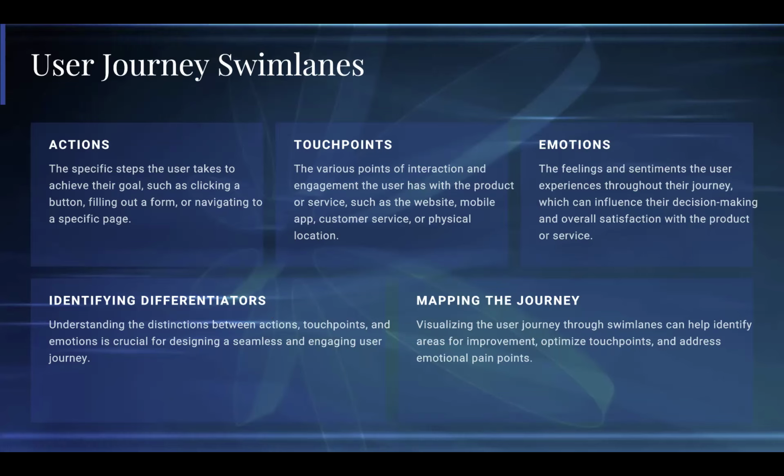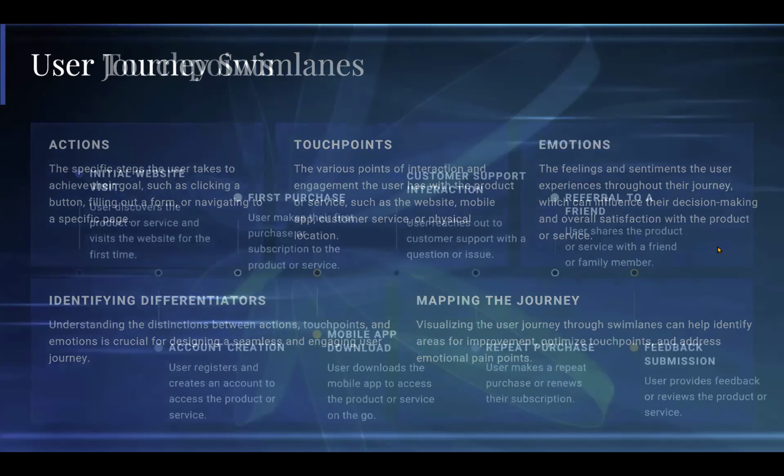And then visualizing the user journey through each swim lane. What are the internal processes? The internal processes that need to happen within the system, by the company, that the user does not see, for that product or service to be able to deliver as it says on the tin. So that's the user journey swim lane.